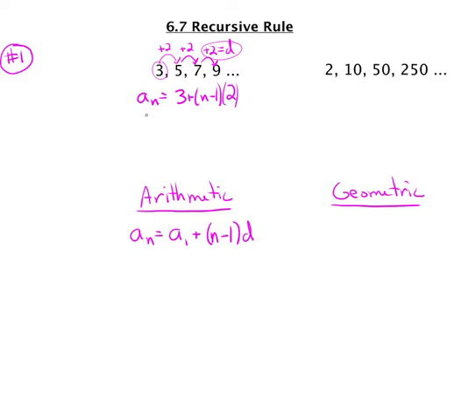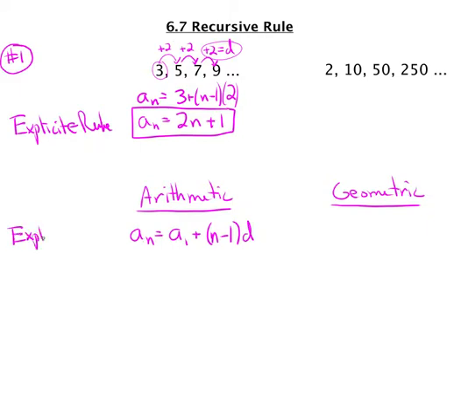And then we can simplify that. A sub n equals 2n, and then 3 minus 2 is plus 1. So this rule here is what we call an explicit rule. So our explicit rule for this sequence is a sub n equals 2n plus 1. So we'll label that down here, explicit rule.